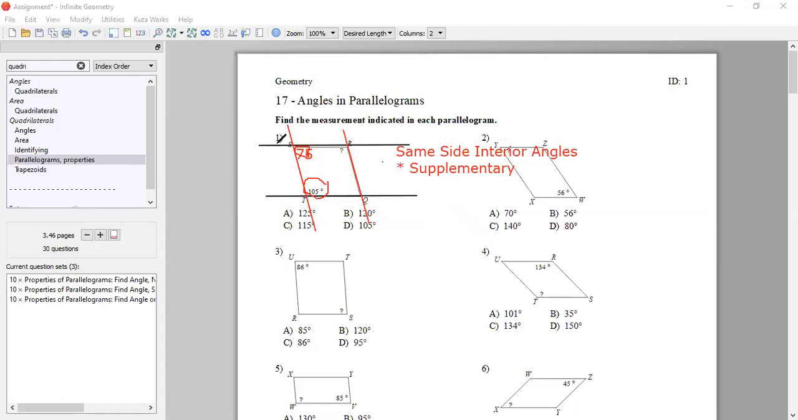Now let's rotate that picture 90 degrees clockwise, and you have another pair of same side interior angles here and here. Therefore, the question mark, or the missing angle, is also 105 degrees, because it's supplementary to 75, meaning they add up to 180. So that missing angle is 105 degrees. The correct answer on that would be D. Those are the same properties that you're going to use repeatedly on this worksheet.